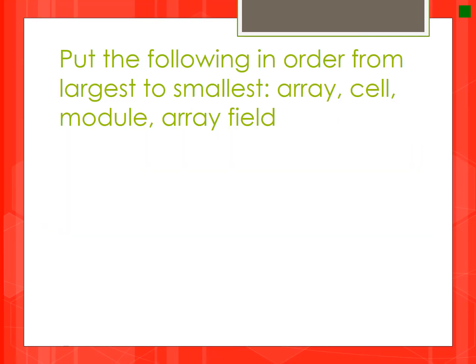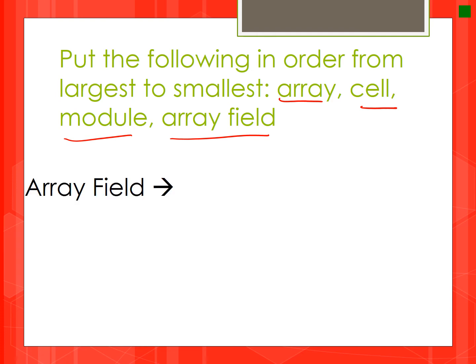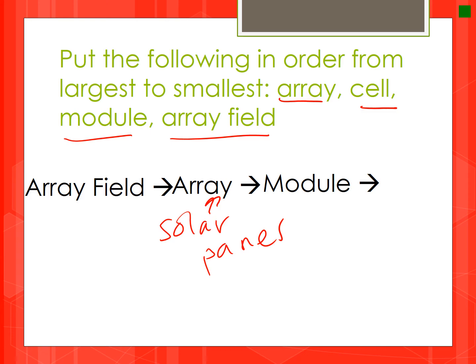All right, so let's put them in order from largest to smallest: the array, the cell, the module, and the array field. What is the largest? That would be the array field. Array fields, remember, are a bunch of solar panels put together. Then you would get an array, which is what we think of as a solar panel. And within the solar panel, if you look closely, you will see a module, and within there, you will see your cell.